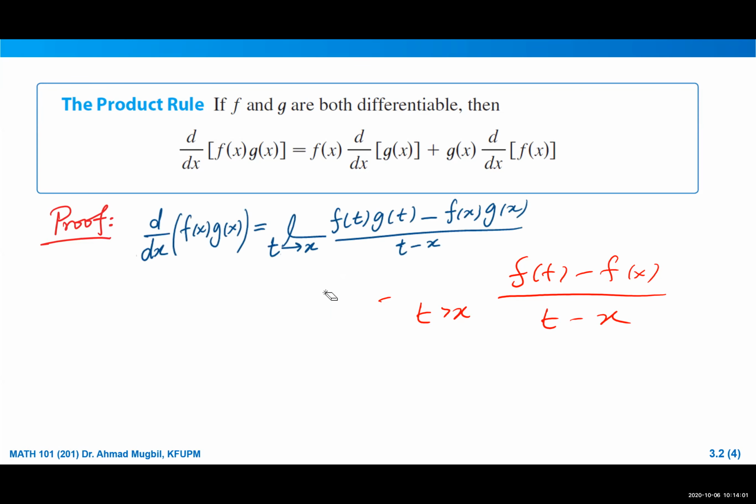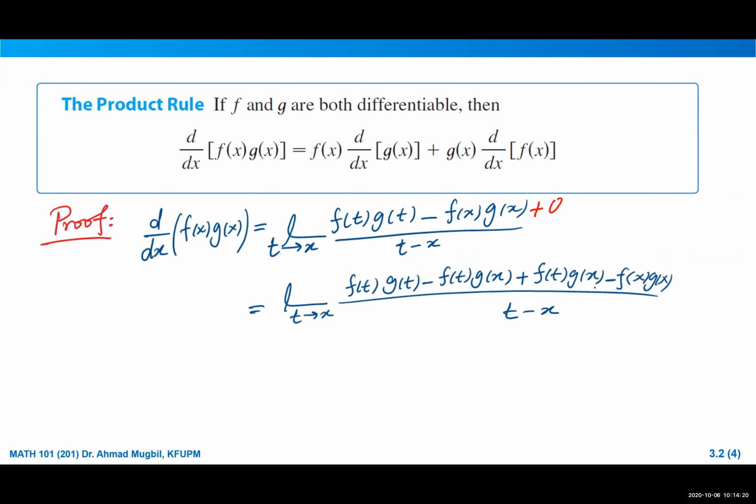So what I did, the derivative of f times g is the limit of f times g at t minus f times g at x. Now what I'm going to do, I'm going to add 0. Is there a problem if I add 0? It will not change anything. But I will not add just any 0. I will add a hero 0 that helps me to solve. Look at this 0. This is the main trick in the question. Why do I add this? Because I need to prove this, this is my target. Now I add what?